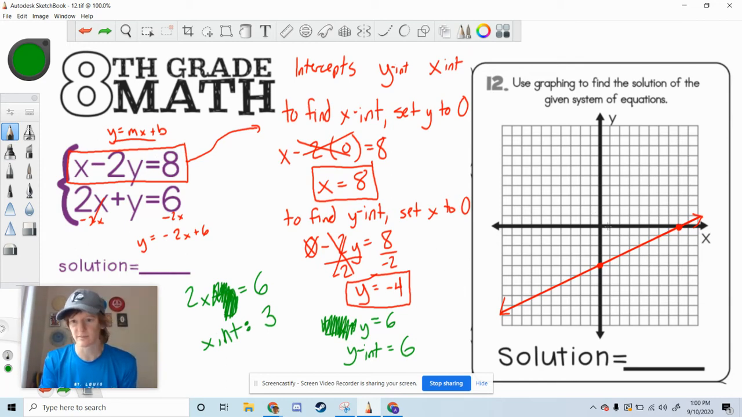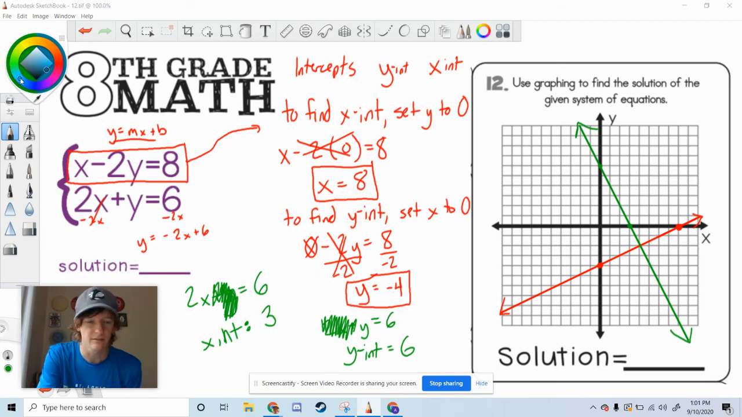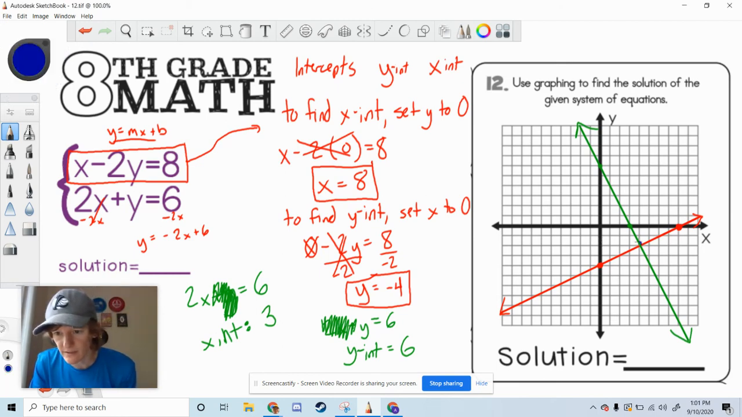So for our green one, the x-intercept's at 3, 1, 2, 3. The y-intercept is at 6, 1, 2, 3, 4, 5, 6. Going to connect these with our line. And our solution is going to be the point at which these intersect each other. All right, that's pretty close to perfect. We've got two lines, and they intersect each other. Let me get another color. How about blue? They intersect each other right here. We need to find out what that point is. So we do the x first, and then we'll say our y.